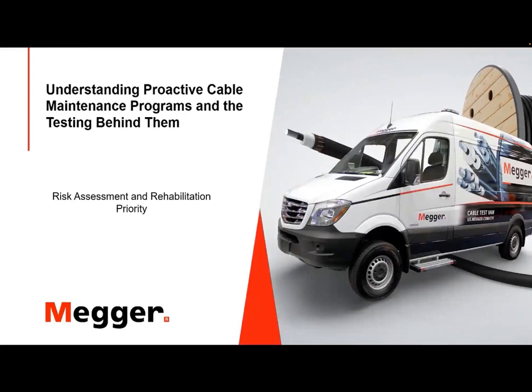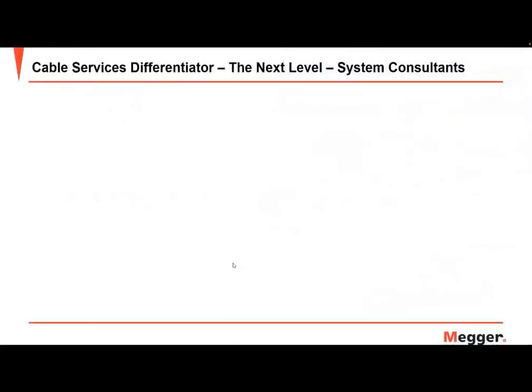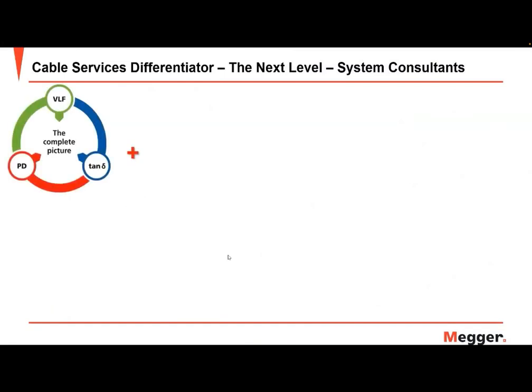So now let's look at risk assessment and rehabilitation priority. So now we've got all the results, and as Charles was showing, we have the results that can be uploaded into your systems, your asset management systems. We talked about having the complete picture.